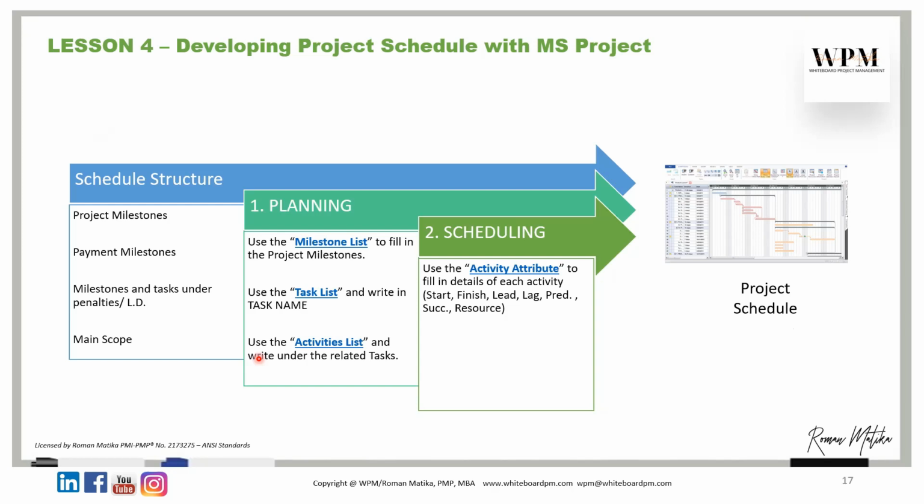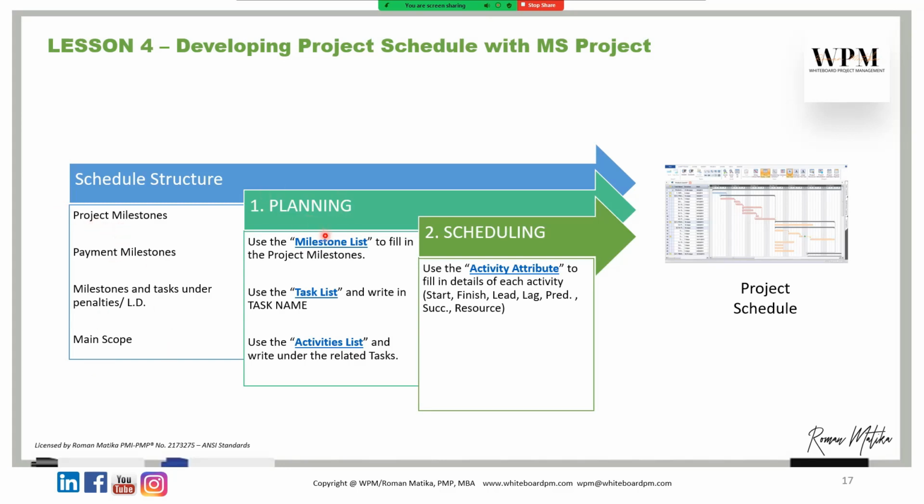The schedule structure is to be created first, where you have the project milestones, the payment milestones, and milestones and tasks under liquidated damages, and then the main scope. This is the high-level structure of the project schedule. If you make it this way, then it's clear to you whenever you are updating things, you can monitor clearly whether a milestone under liquidated damages is in the critical path, whether there's a payment milestone delayed or upcoming, and the project milestones as well, and the main scope.